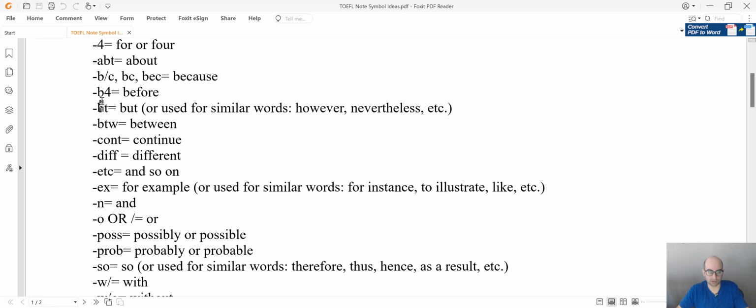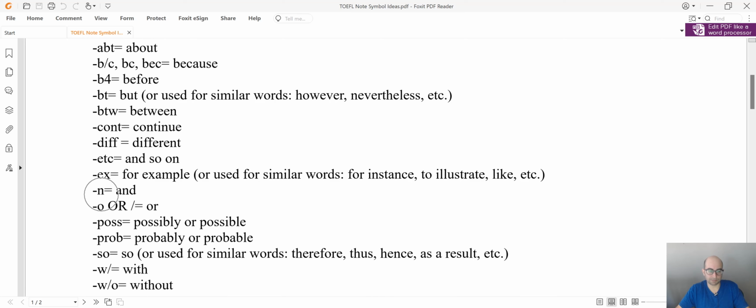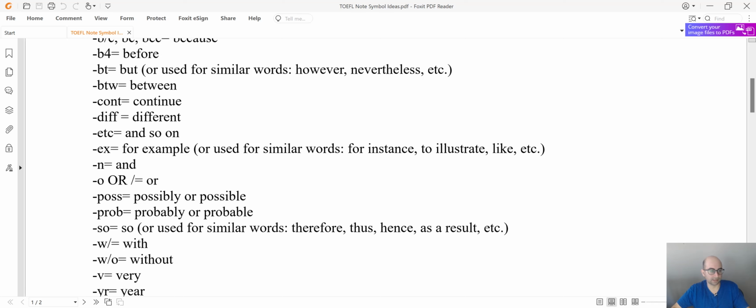EX, so similar concept to BT. So when it comes to exemplifying words like transition devices such as for example, you could also apply the same symbol for similar words, synonyms like for instance, to illustrate, even the informal version equivalent like. So be creative with these guys. N is my personal symbol for and. O or backslash for or. Now pause for possibly or possible.